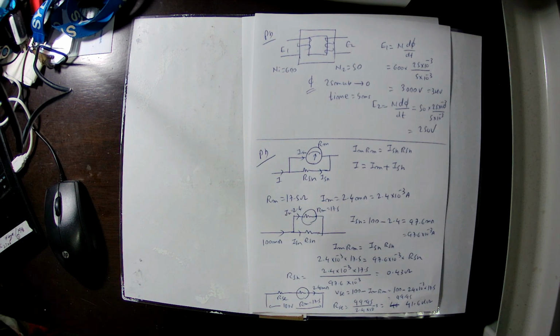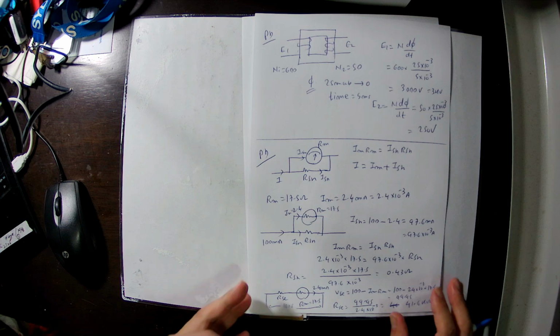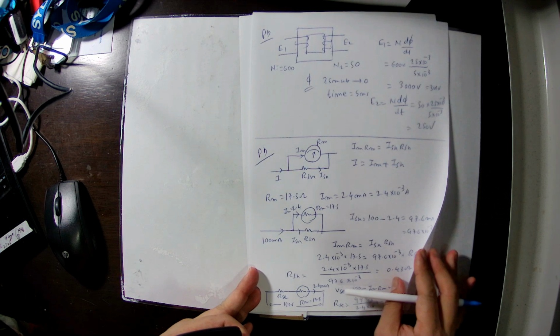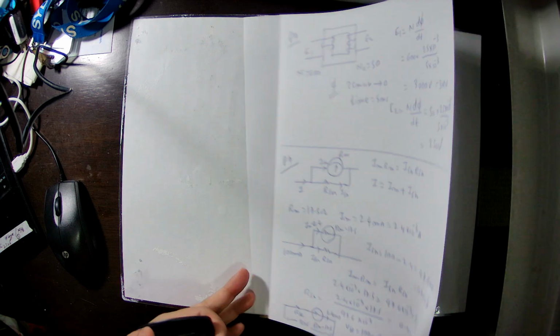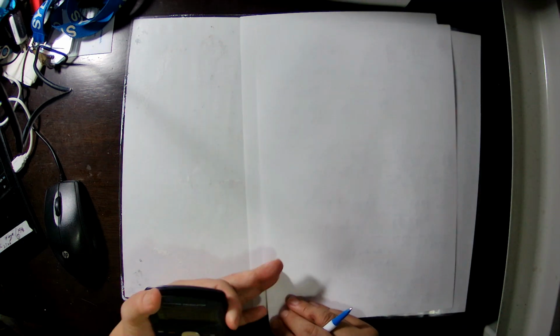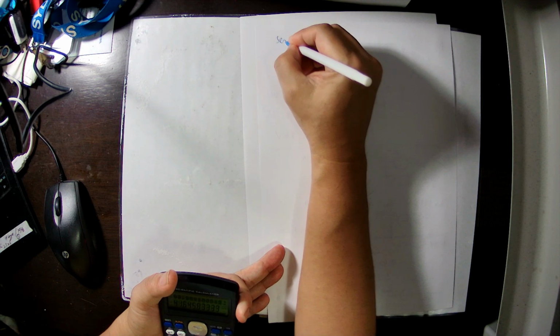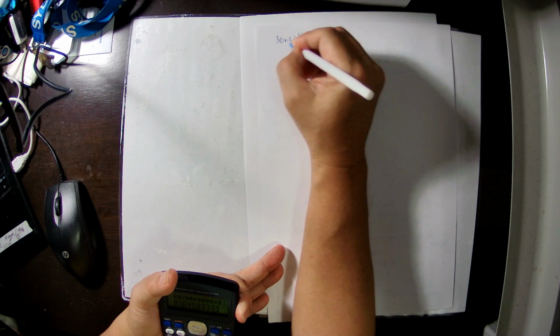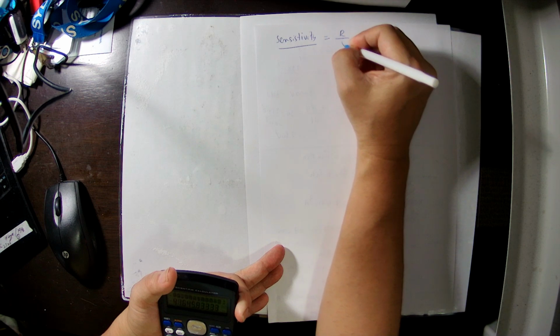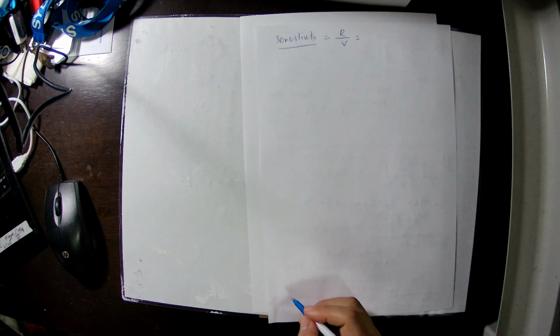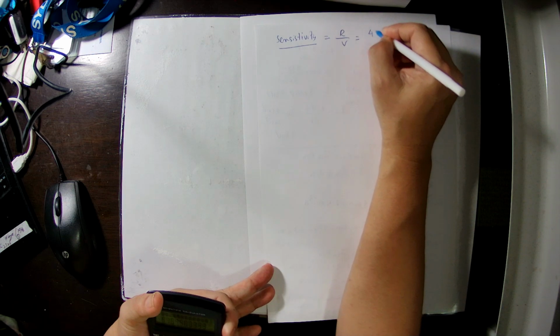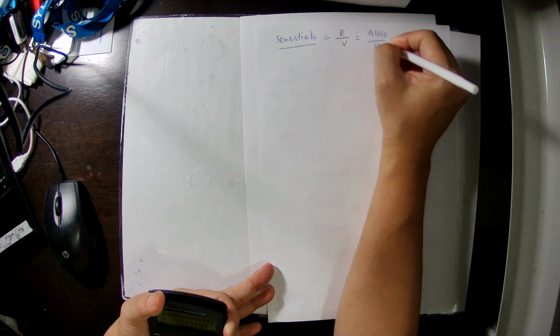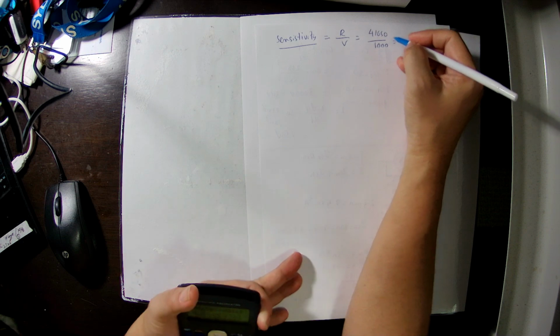And also the sensitivity can be calculated. Sensitivity is resistance divided by voltage. The resistance we calculated is 41650 and the voltage is 1000. So that will be 40.